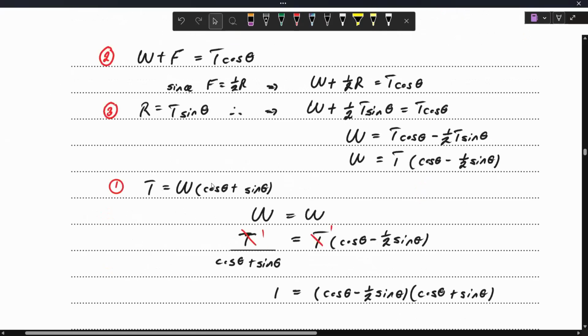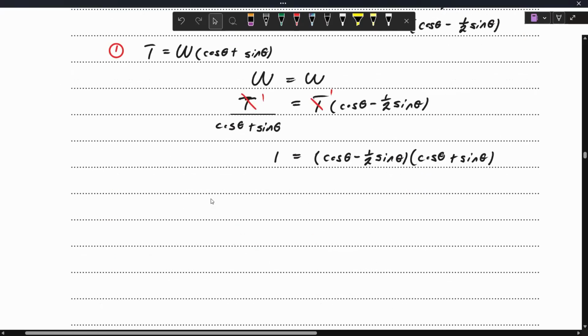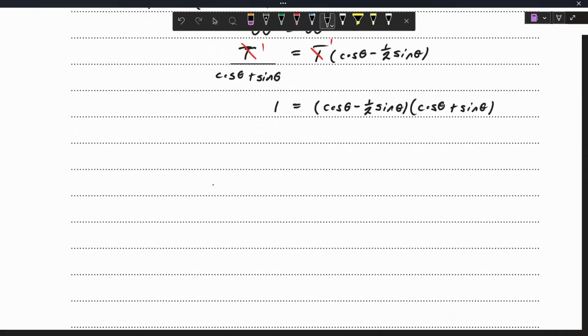Let's see if we can take this a little bit further. If we expand the brackets, here we get cos squared theta, and here we get minus a half of sine theta cos theta.